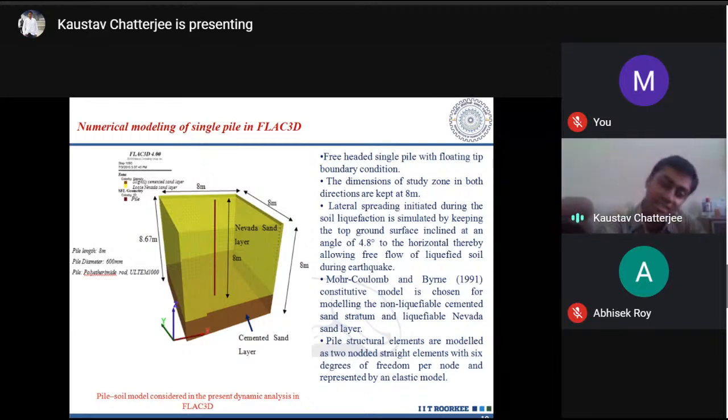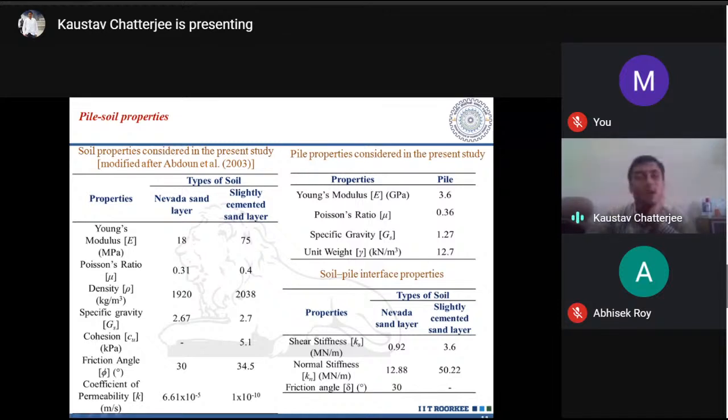Okay, in this case I have done a three-dimensional problem. This is the pile property and the soil property, and since the pile and the soil are two different materials, we have to use a stiffness. That is the shear soil-pile interface property, as given by this particular formula from the research by Timoshenko and Goodier, 2002.